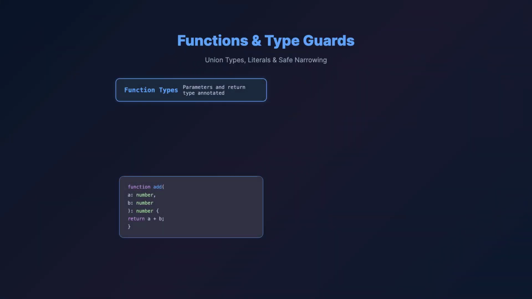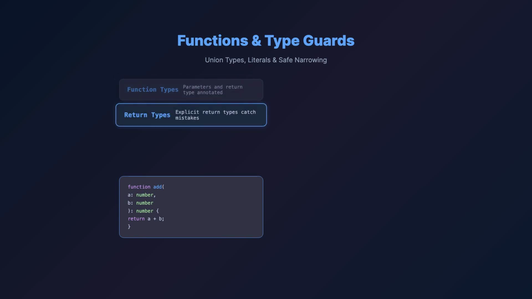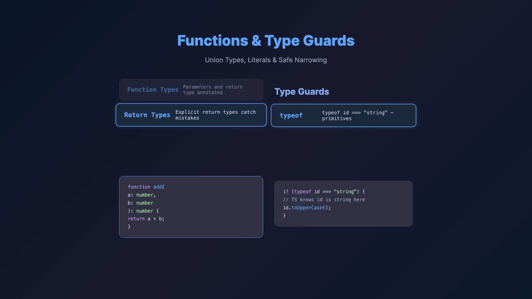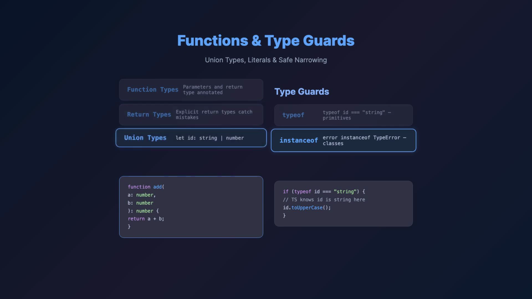Functions get type annotations for parameters and return values. function add(a: number, b: number): number { return a + b }. Both parameters are numbers. The return type is a number. TypeScript can infer the return type, but explicit return types catch mistakes. If you accidentally return a string instead of a number, TypeScript tells you immediately.